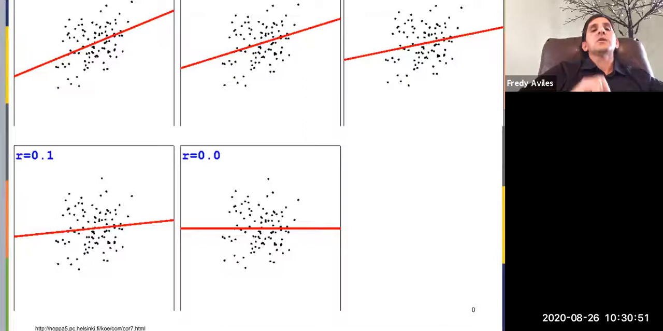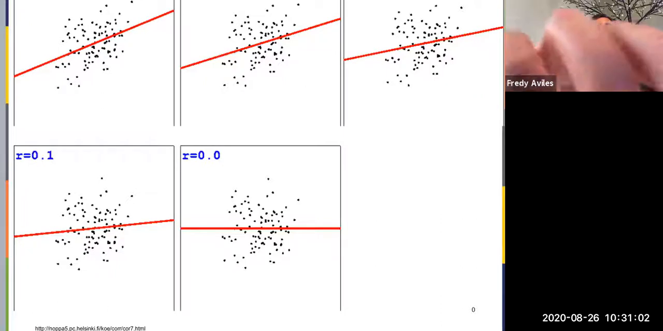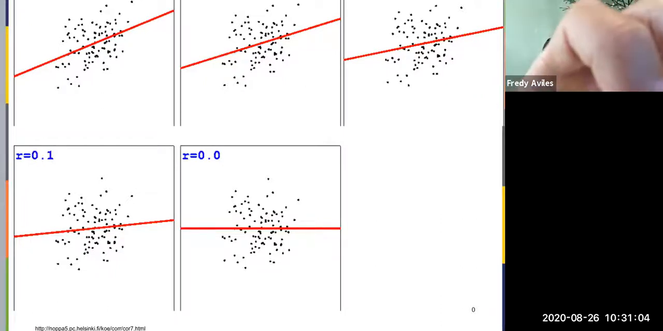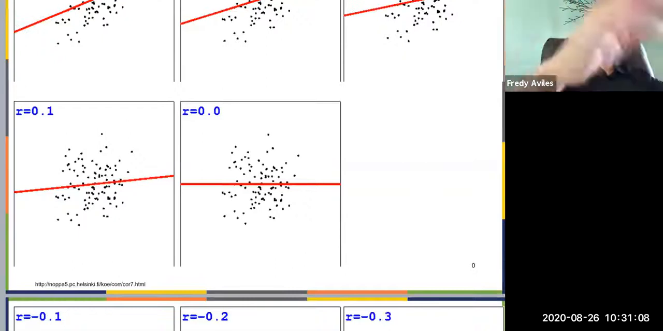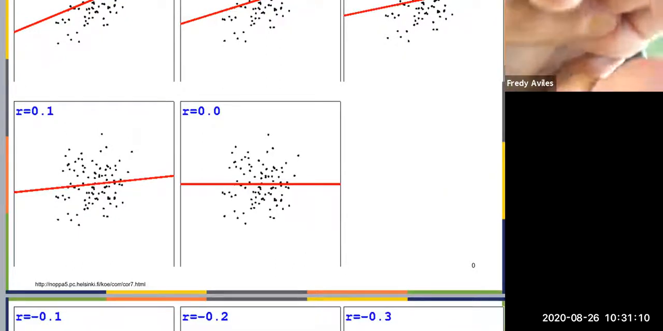So the stronger relationships will be closer to +1 and also closer to -1, which I'll explain in a moment. If the number is close to 0, that means there is no relationship. The closer the number is to 0, the closer the correlation is to 0, the weaker the relationship.